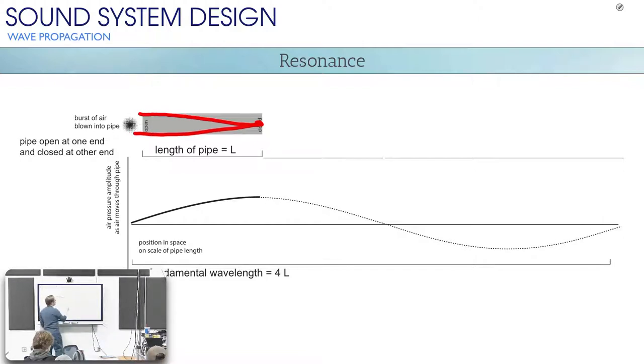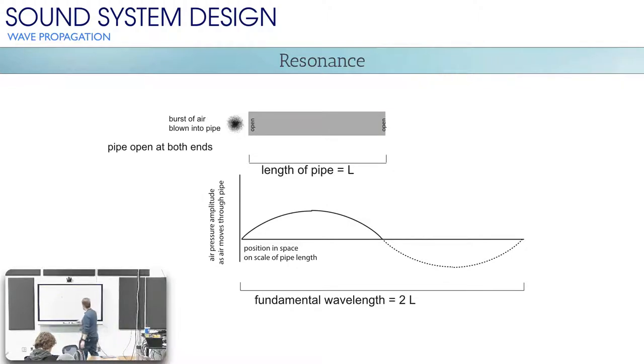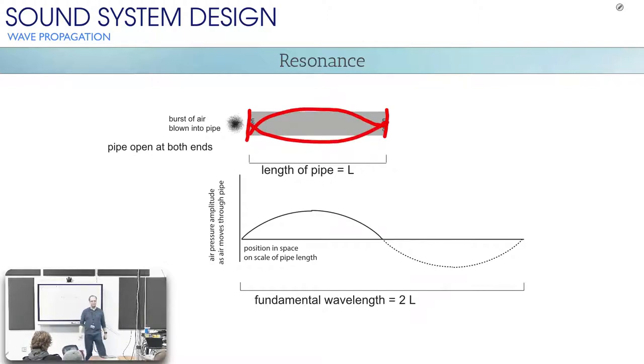Incidentally, if I go back to the slide before, if I capped both ends of the pipe, and somehow managed to excite air inside of there, the same thing would happen. It would still be half the wavelength that would resonate, because at that point we'd get antinode, antinode. The frequency that resonates still has a wavelength twice as long as the pipe.